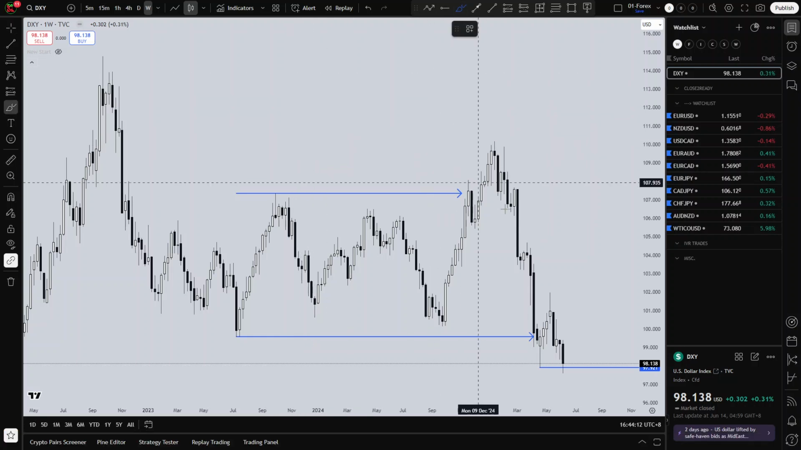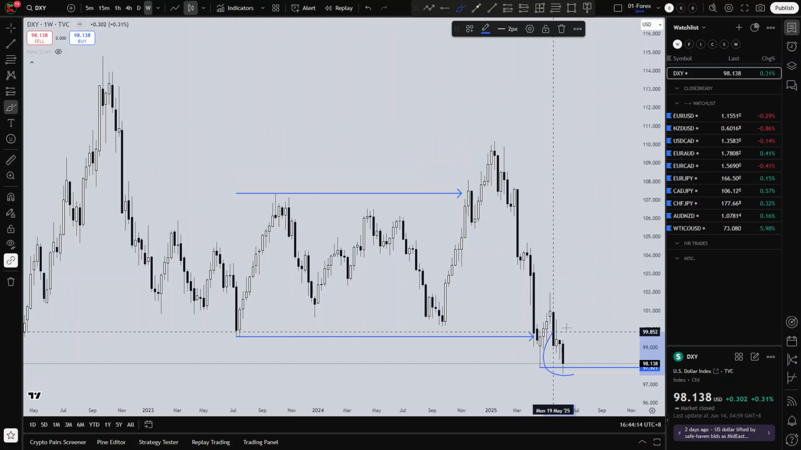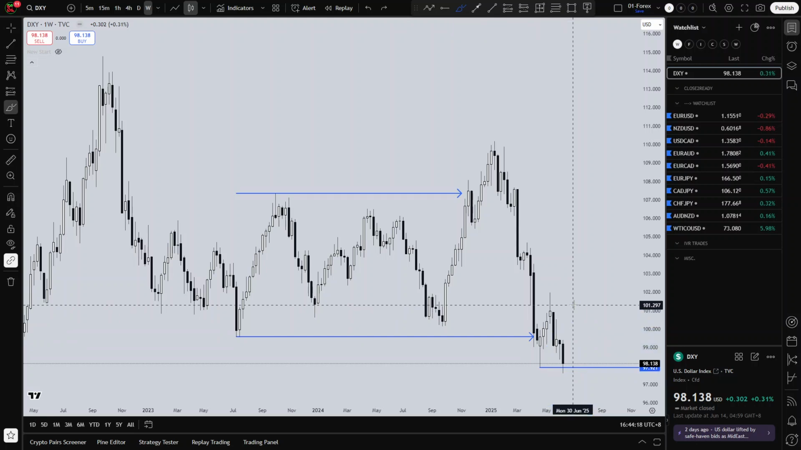We see here on the DXY, we finished the move into the low, what we were talking about the last 3 weeks already. We have to be careful next week because we have the Iran-Israel situation, which could give some bullish pressure on crude oil in general, which could then also affect the Canadian dollar.